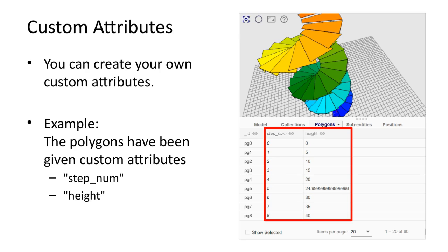You can add your own custom attributes to any entity in the model. The entities you choose to add is up to you. In this example, we have added an attribute to the polygons called stepNum. This attribute is the step number of each step. And an attribute called height. This attribute is the height of each step above the ground.